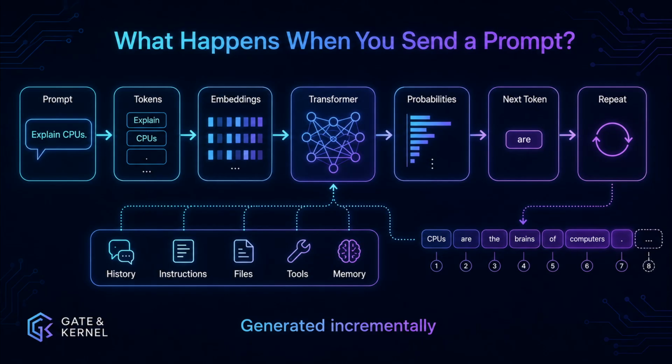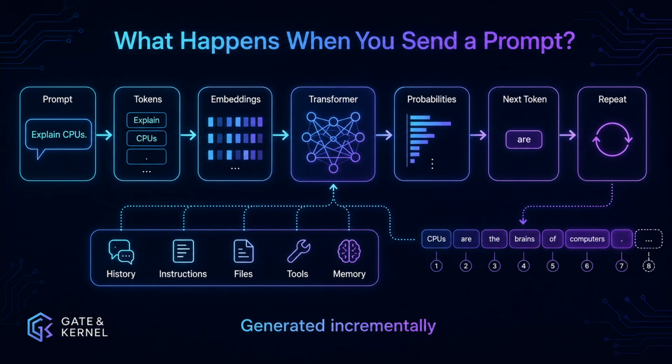The model calculates a probability distribution for many possible next tokens. Step 6. The model selects the next token. Step 7. The process repeats. The model does not necessarily process only the message you just entered.